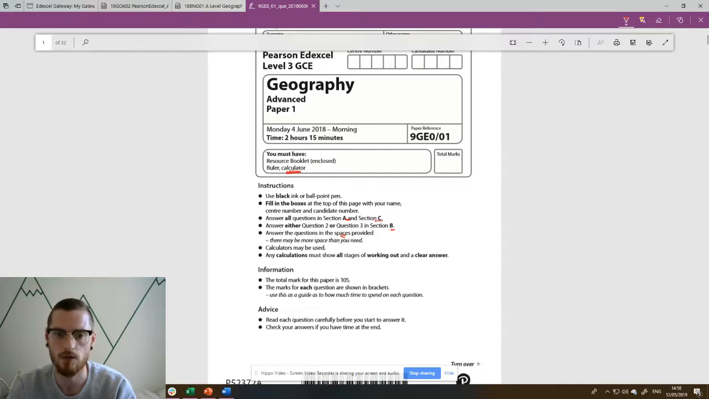Again, calculators may be used, and this is really important because students drop marks here. Any calculations must show all stages of working out and a clear answer. Make it obvious what your answer is. Box it, underline it, write answer beside it. If you've done lots of working out and it's a bit messy as to where the answer is, signpost it to the examiner, but you must include your working out. The amount of students that lose a mark because it's not shown. Make sure it is apparent on the page. That's it really for the beginning of the paper.